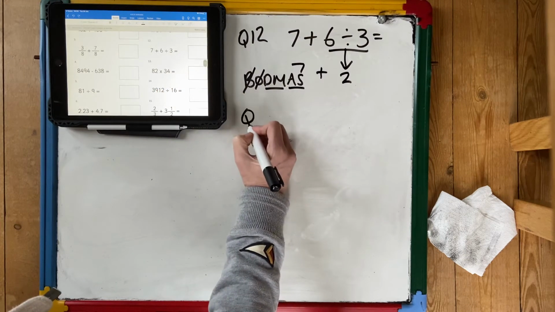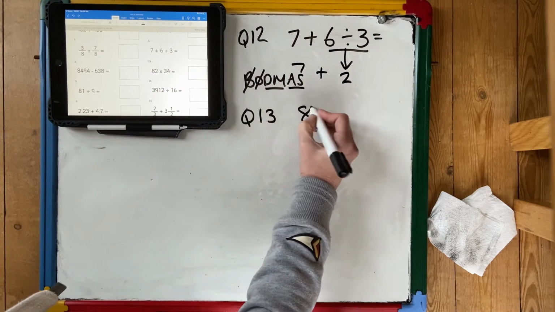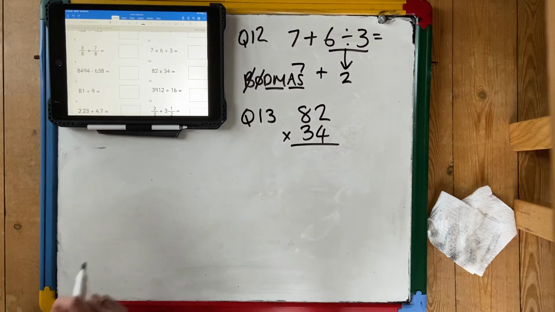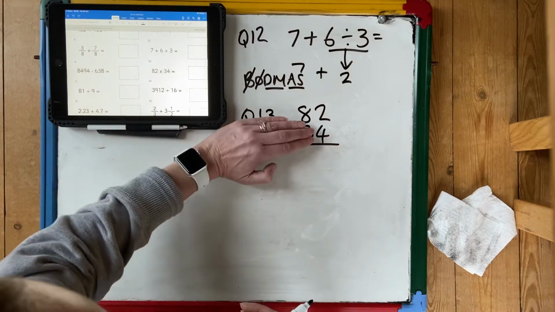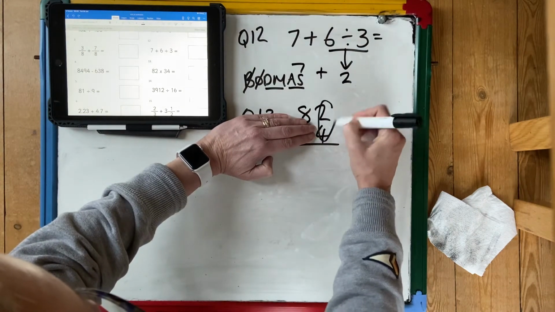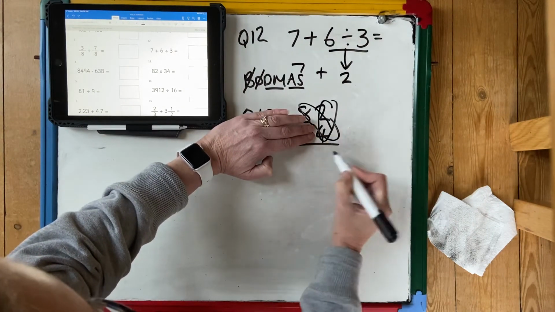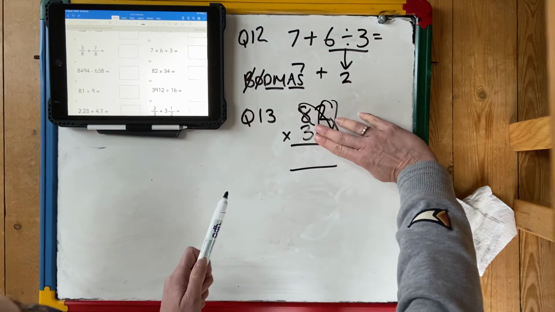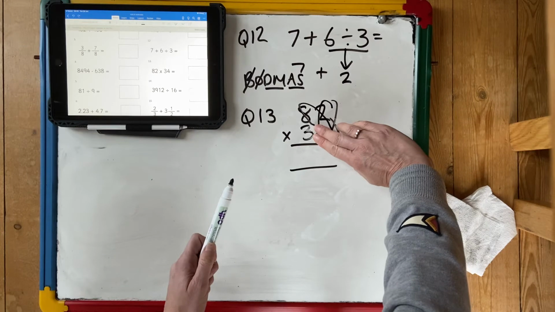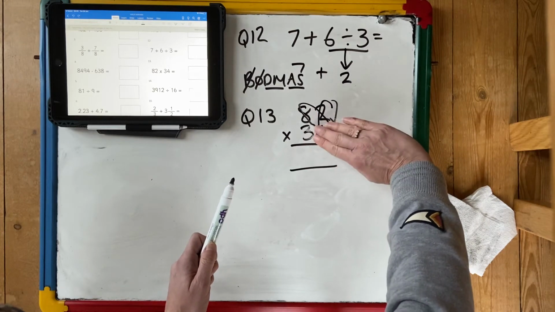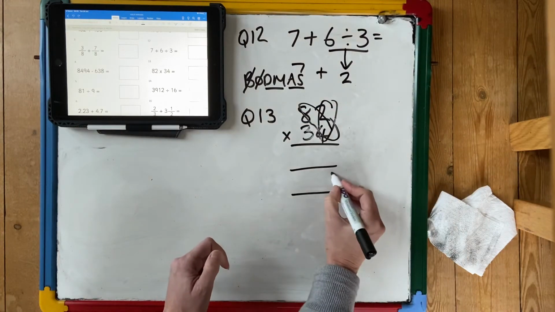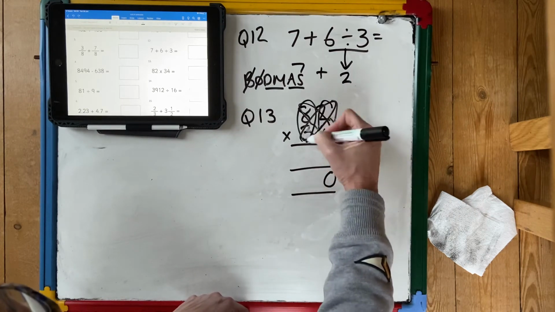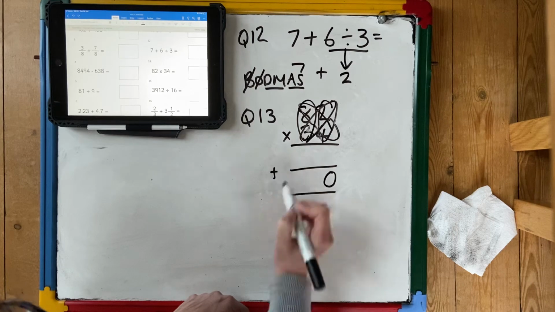Question 13. 82 multiplied by 34. So remember how we've done this before is we cover up the 3. 2 times 4, 8 times 4. Write your answer here. Then we cover up the 4, but instead of multiplying it by 3, we're actually multiplying it by 30, which is why you need your 0 here. So then you do your 3 times 2, and then your 3 times 8. Write your answer here, add them together.